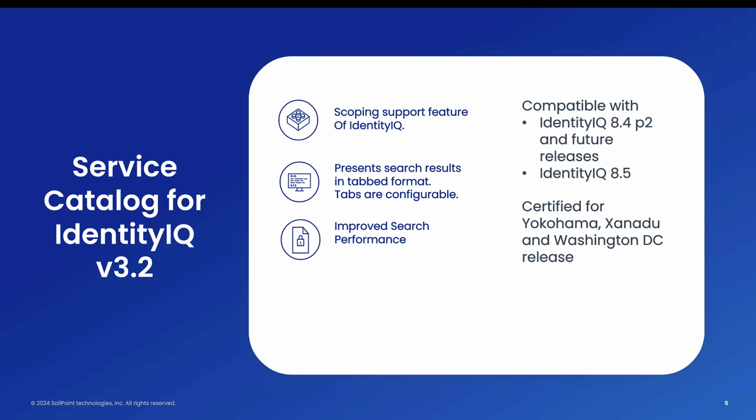By enabling scoping in IdentityIQ, users can be restricted to view and request accesses based on their eligibility. So until now, ServiceNow displayed all requestable accesses. However, you now have the option to view all accesses as before or only those that are scoped. Which means ServiceNow will be able to read configurations related to scoping defined in IdentityIQ and display search results personalized for the user. So this version of catalog also improves performance and displays search results in a tab format.